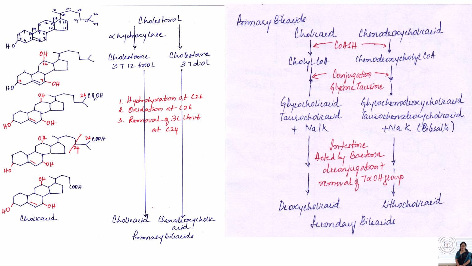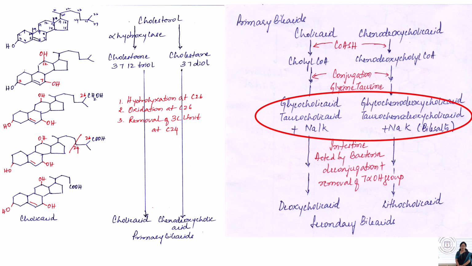They further interact with sodium and potassium to form sodium and potassium salts of taurocholate and glycocholate, or sodium and potassium salts of glycochenodeoxycholate or taurochenodeoxycholate, which are nothing but bile salts. They are acted upon by intestinal bacteria, where they undergo deconjugation with removal of the 7-alpha OH group to form secondary bile acids, that is deoxycholic acid and lithocholic acid.